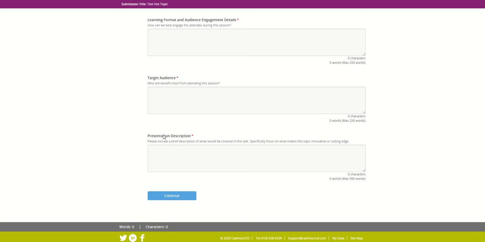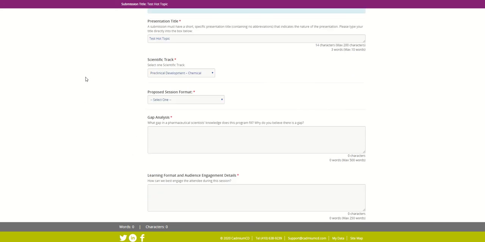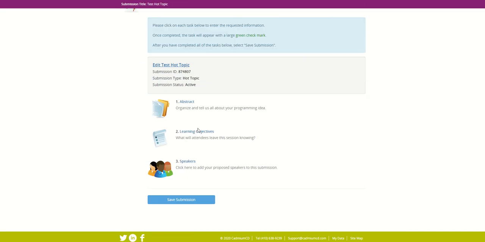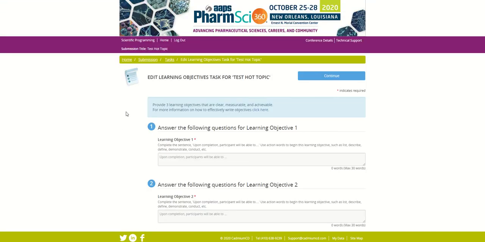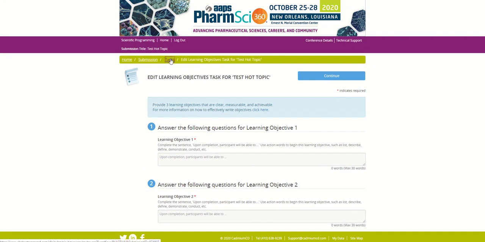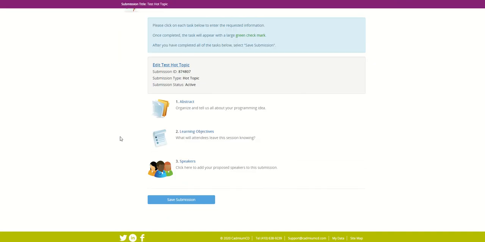And again, this is complementary to learning format, but is most critical when you're talking about a mini symposium of 1 hour. We'll go back to tasks. Learning objectives. It's 3 again. So you put your 3 learning objectives that you're hoping the attendees would meet.